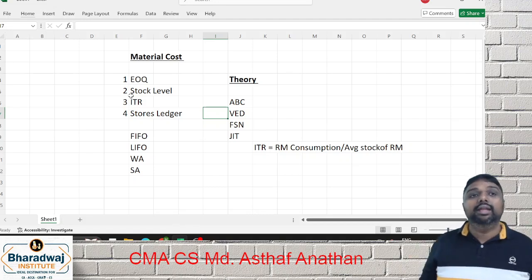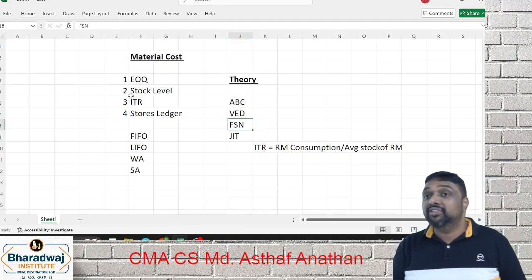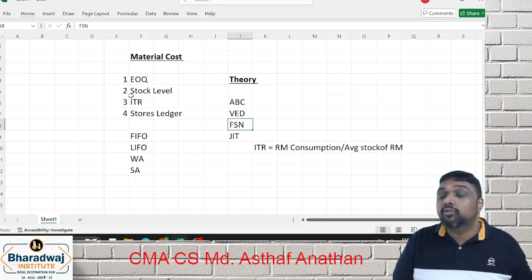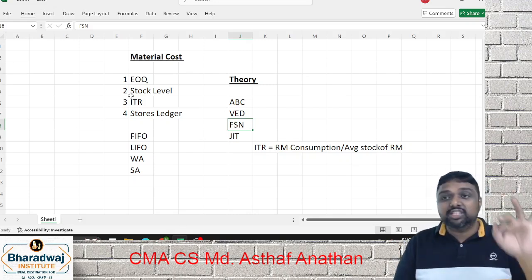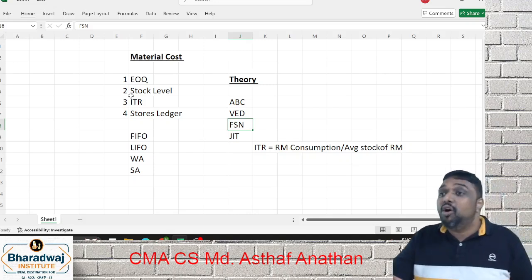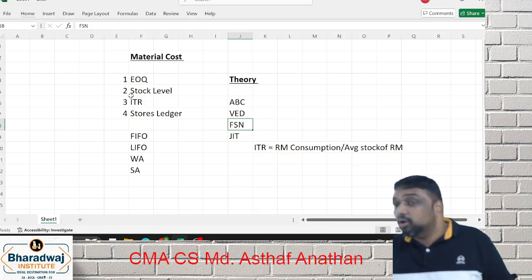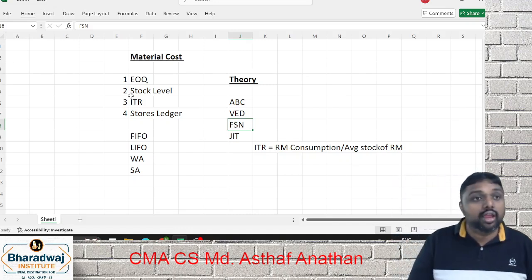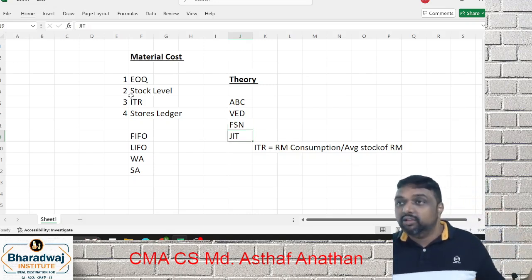In the same way, in the material perspective, also factor it in. So that is how the classification works. FSN: on the basis of the movement of goods, we can classify as FSN. F means fast moving. S means what? Slow moving. N means what? Non-moving. That's stop. So non-moving raw material we should not purchase further. Whereas fast-moving you can purchase. This means just in time, which will go directly to production.